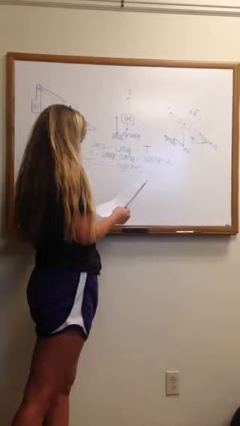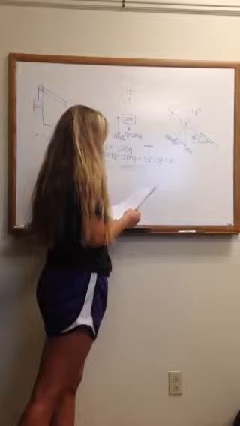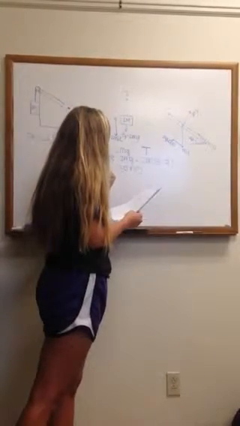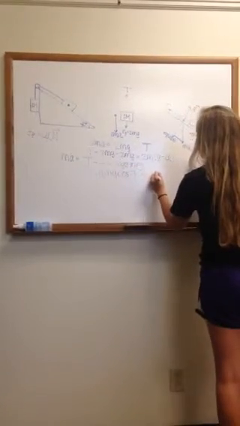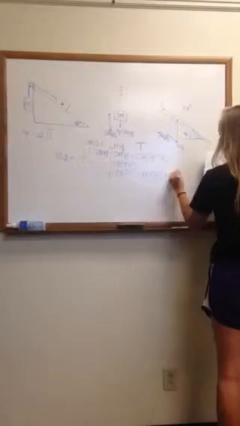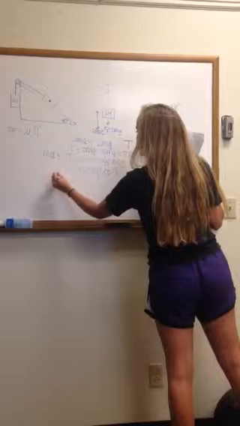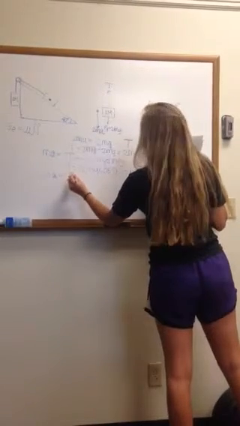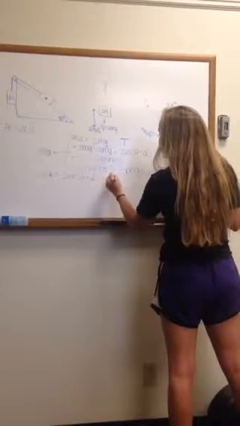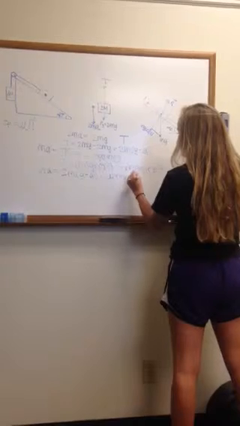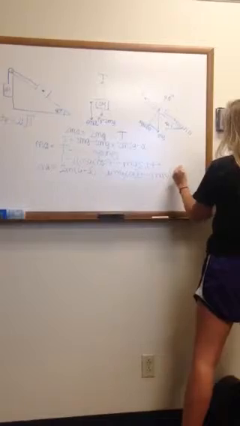So then we can rewrite this to be ma is equal to T minus mu mg cosine theta minus mg sine theta, and then we can plug in the value that we have for T over here. So we have ma is equal to 2m(g minus a) minus mu mg cosine theta minus mg sine theta.